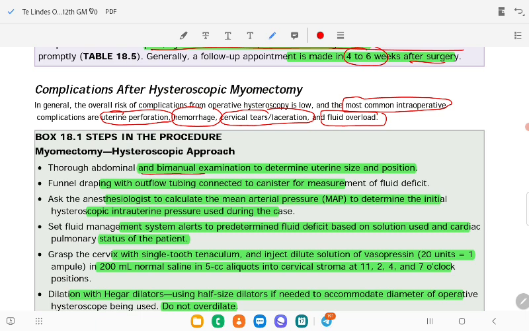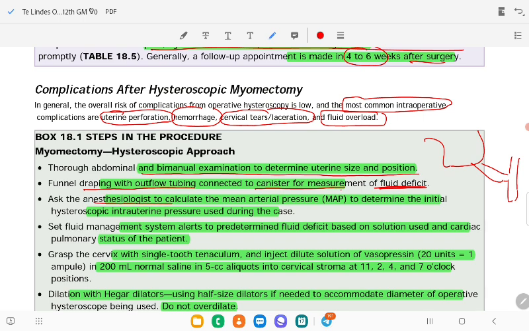Thorough abdominal and bimanual examination to determine the size and position of the uterus. Funnel draping with outflow tubing connected to the canister for measurement of fluid deficit. For fluid deficit, you have to connect the funnel draping with outflow tract that is connected to the canister for measurement of the fluid deficit.